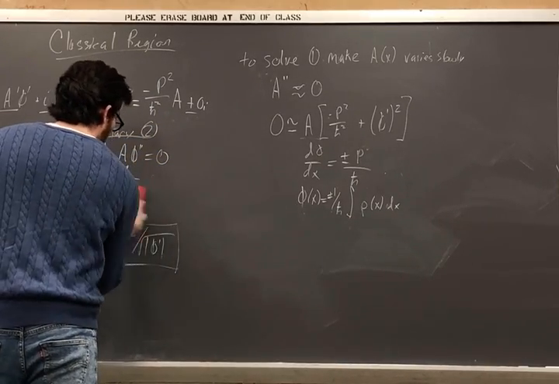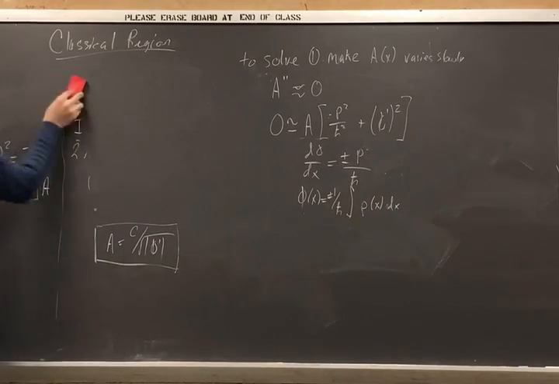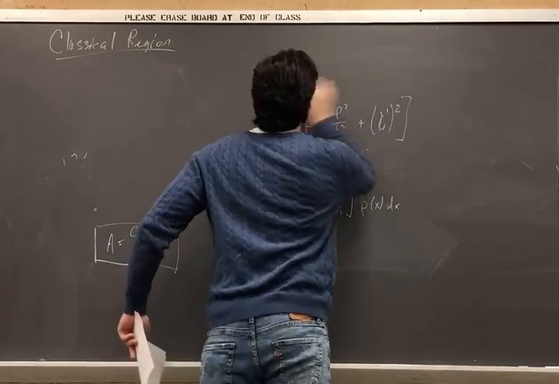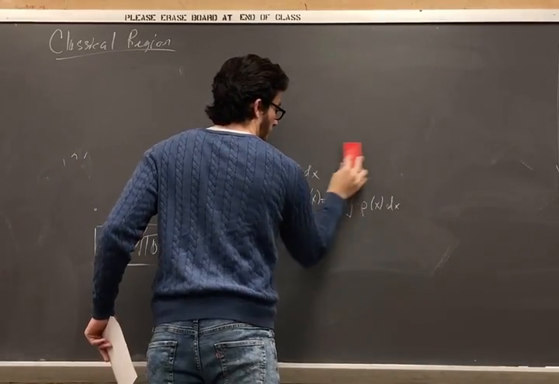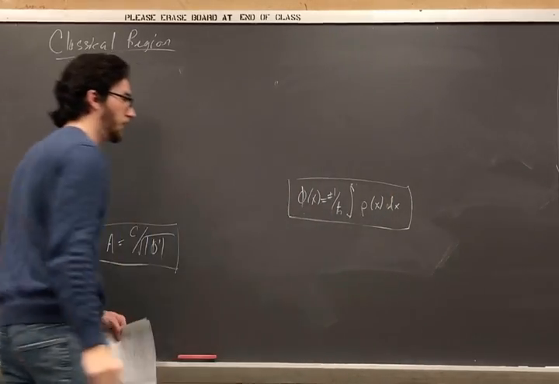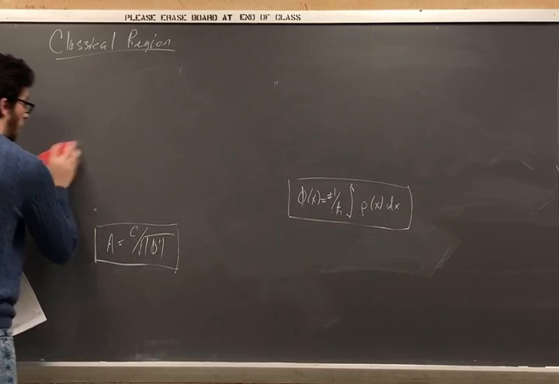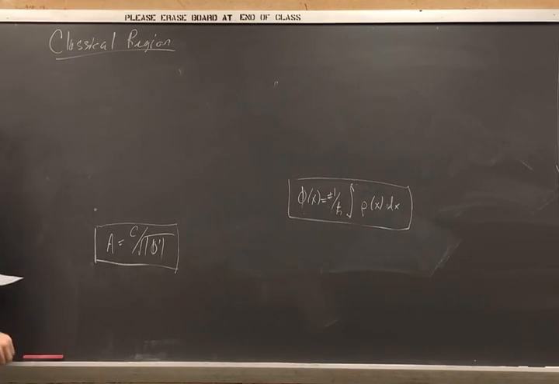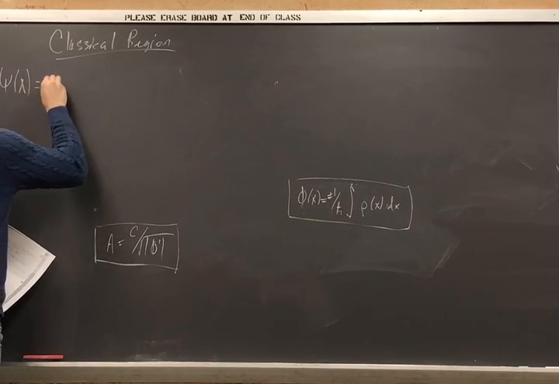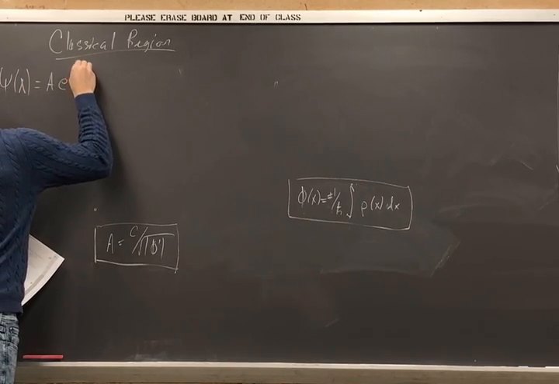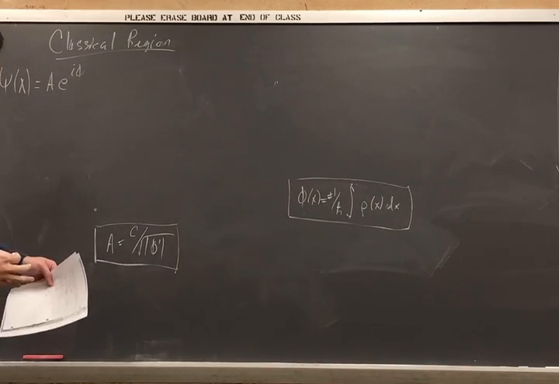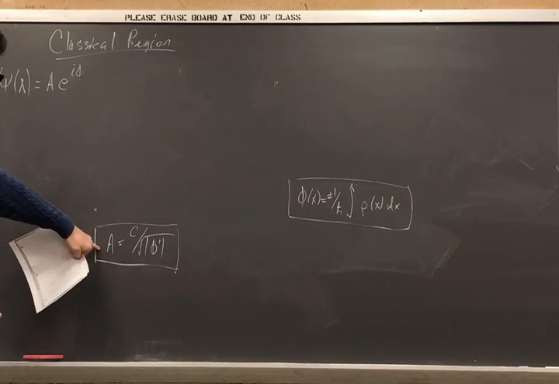I'll erase everything but what we have calculated. Okay? So we finally got down to these two equations. This equation for a and this equation for phi. Now, if you guys will recall my ansatz from before, we know that psi of x equals a e to the i phi. You guys remember that? So with that ansatz, let's plug in our a.